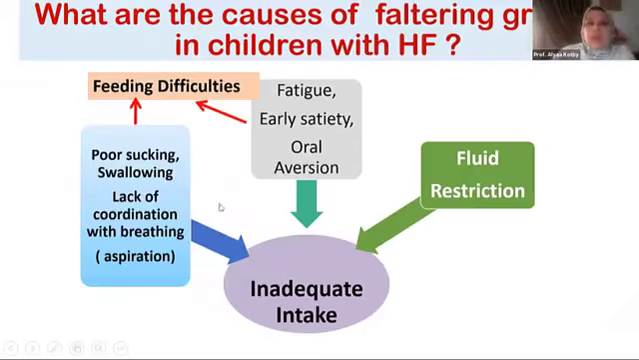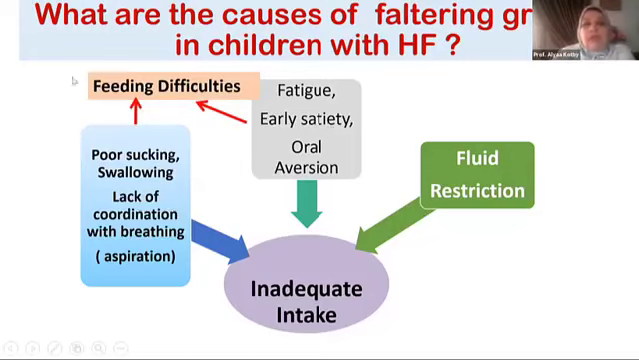If you look at the baby who is having heart failure and is suckling, he's poorly suckling and swallowing. He is rapidly breathing, and he's trying to suckle amid his rapid breathing. There is definitely lack of coordination between both, and the baby will aspirate. Many times they have developed aspiration. This leads to infection, chest infection. And this aspiration and this abnormal coordination make the baby fatigue easily. They have early satiety or are simply tired.